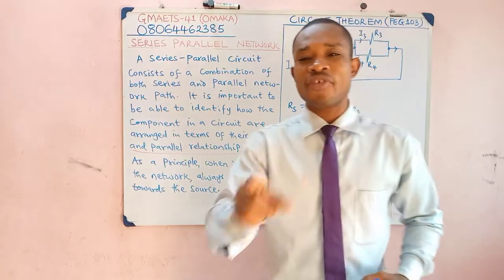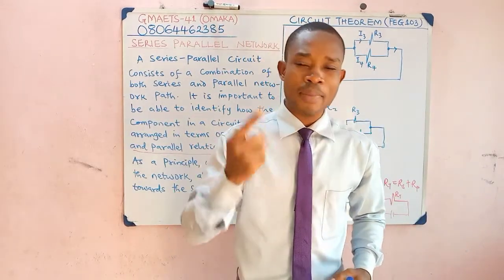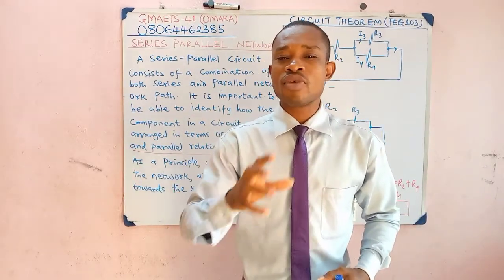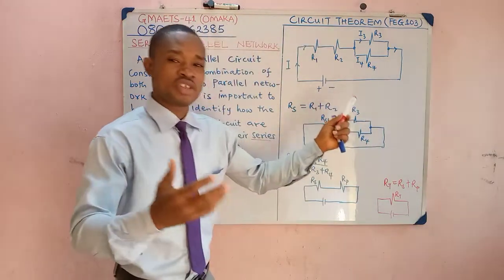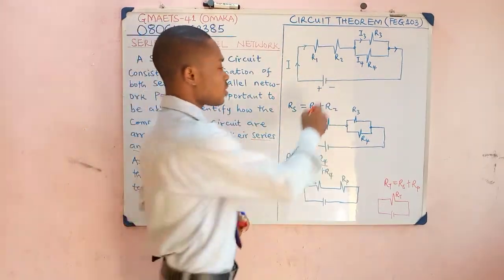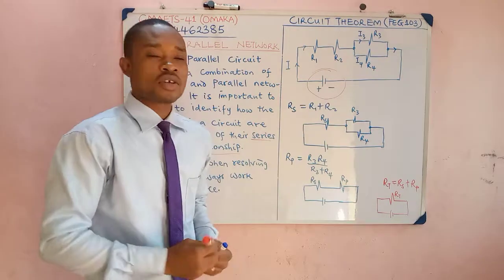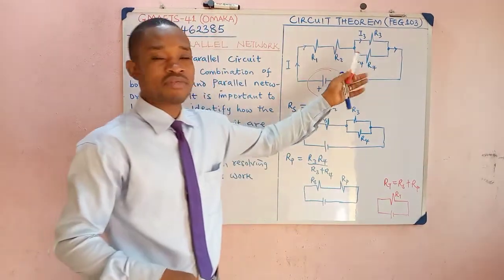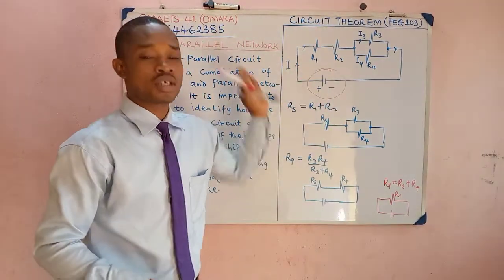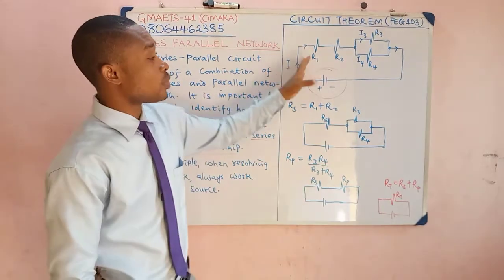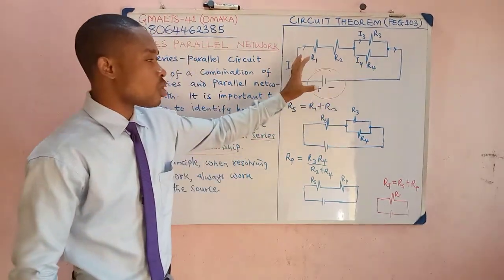Once you're able to identify that, the next thing you do is to remember that when you are resolving this circuit, you resolve towards the source. The source here is this cell. Is that okay? So you're going to resolve this resistive network towards the source. We'll have this example here, this circuit containing 4 resistors.